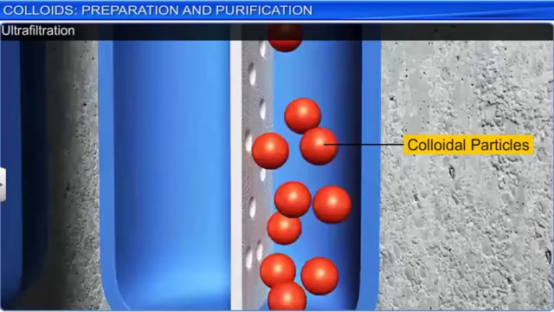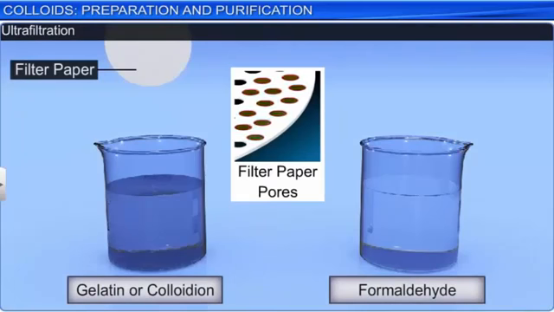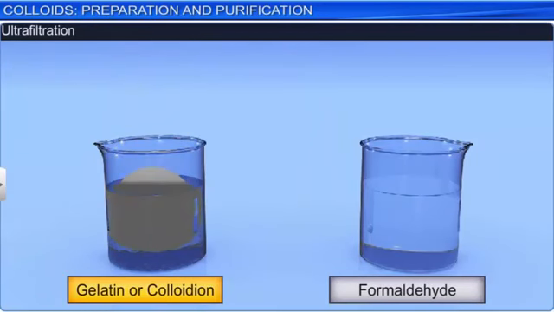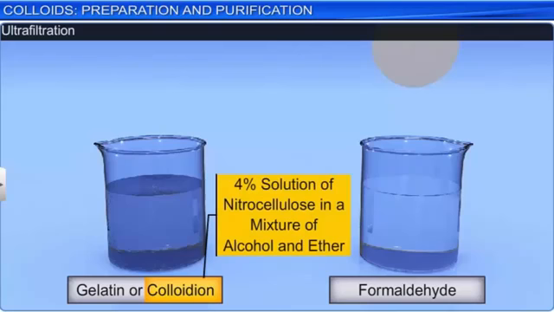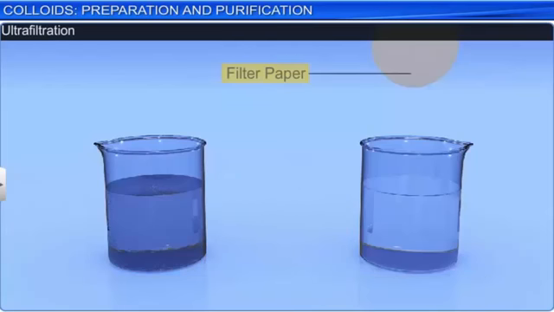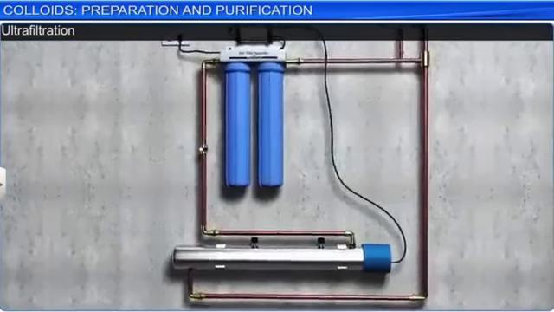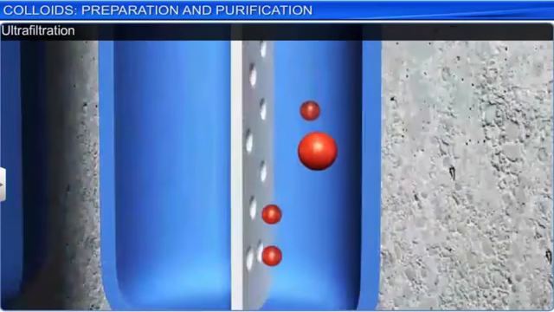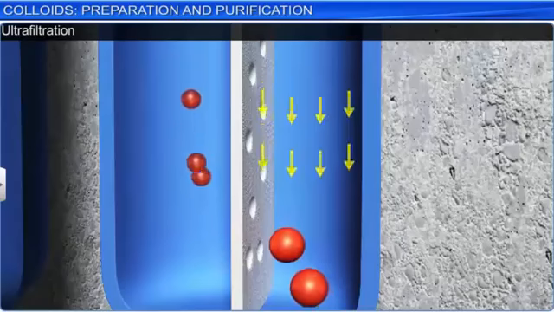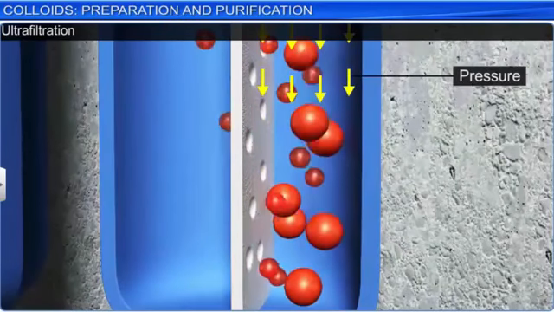The size of the pores in the filter paper can be decreased by soaking it in a solution of gelatin or colloidin, followed by hardening with formaldehyde. Usually a colloidin solution is a 4% solution of nitrocellulose in a mixture of alcohol and ether. The filter paper thus formed is known as an ultrafilter and prevents the colloidal particles from passing through it. Ultrafiltration, however, is a slow process. It can be speeded up by applying suction or pressure. To get a pure colloidal solution, the colloidal particles left on the ultrafilter paper are stirred with a fresh dispersion medium.